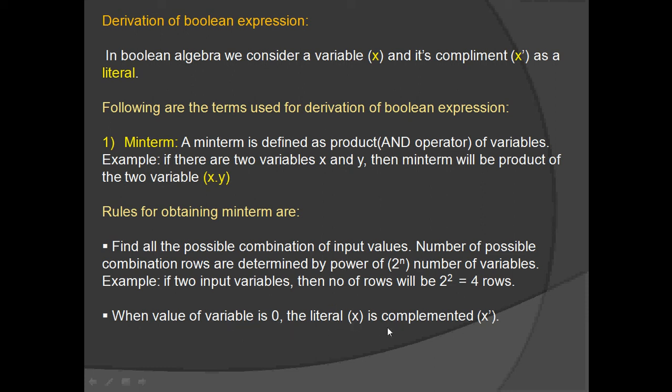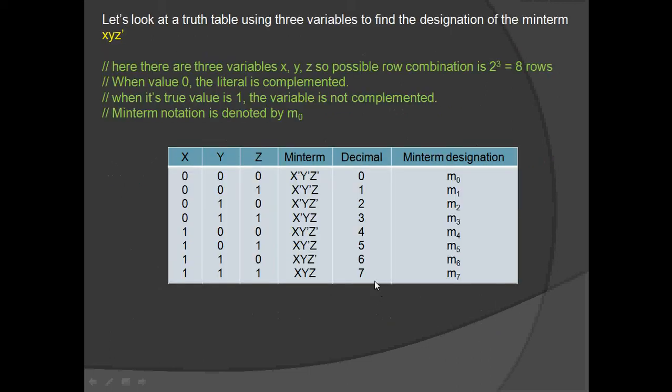That means it will become the complement of that variable, right? So now let's look at a truth table using three variables to find the designation or the notation of the min term. So this, that is x into y into z complement. Here what you have to observe is, since there are three variables x, y, z, the possible row combinations will be 2 to the power 3, which is 8 rows.